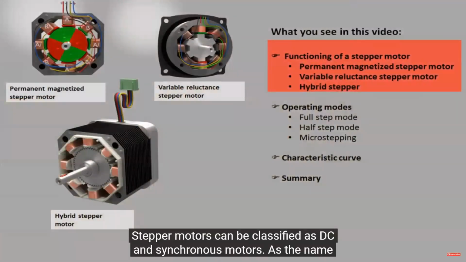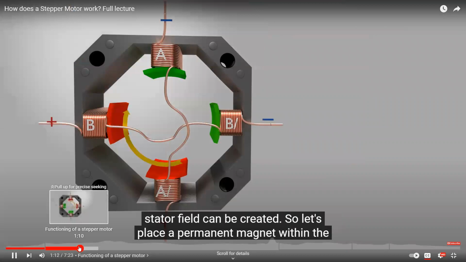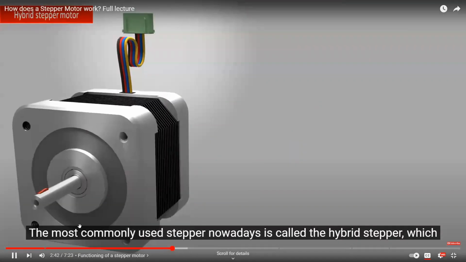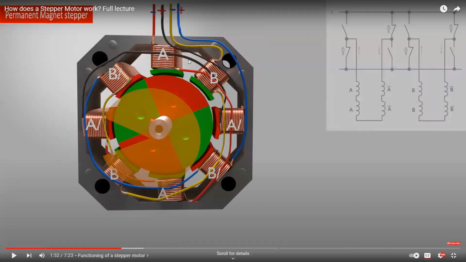Stepper motors can be classified as DC and synchronous motors. As the name suggests, these motors with a magnetic stator field can be created. So it has a certain functionality. As you see here, regardless of the details, you have several pins. The way you generate a square wave here controls how the motor is going to step. But keep in mind, it's very useful, but it's going to be step by step. It's not going to spin all the time. You want to do it step by step.